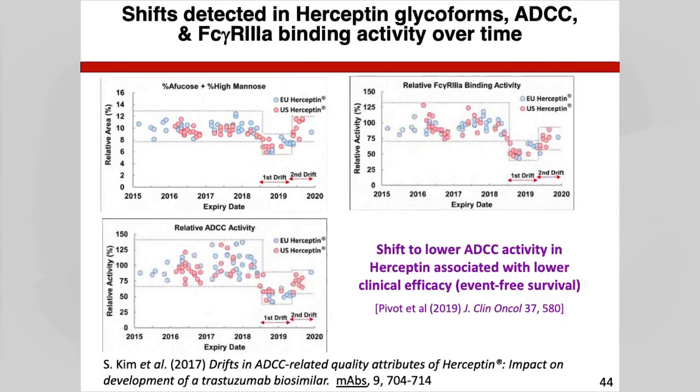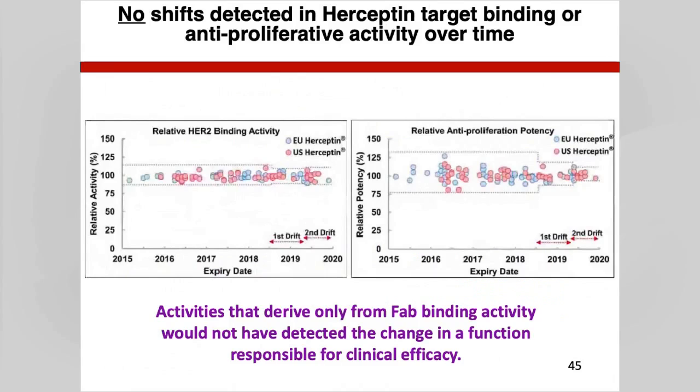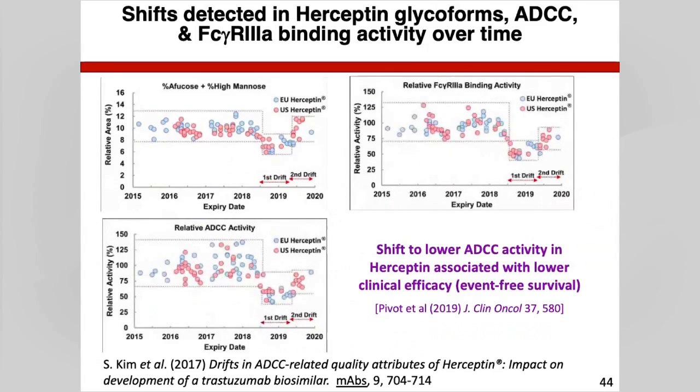This is very important because if, for example, the sponsor was, and I don't know what was being studied for release of the product, but if anyone were just looking at HER2 binding or the anti-proliferative activity of the protein, which derives only from the Fab portion of the molecule, you would never know that anything had changed in the product. It was only through a deeper analysis of the Fc portion of the molecule and the Fc-mediated effector activity that it was seen that there was a change in the product, a drift in the product over time that had an impact on clinical activity.